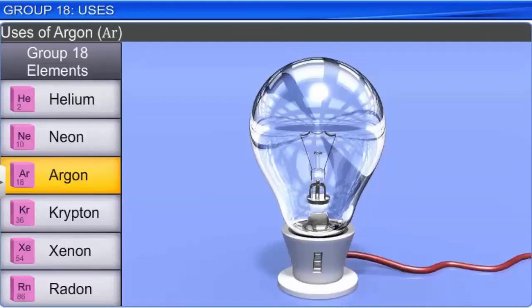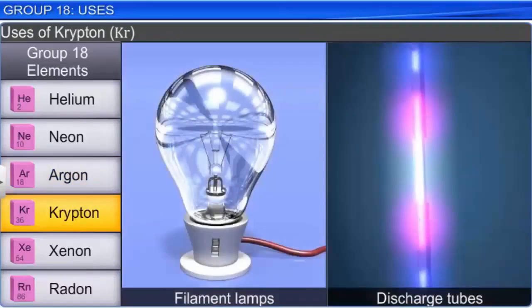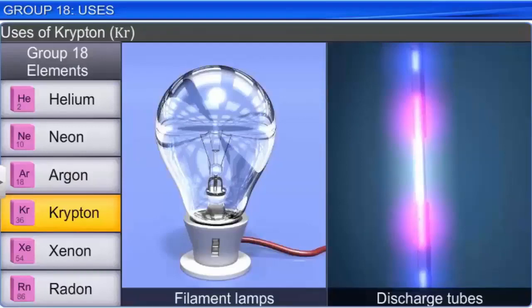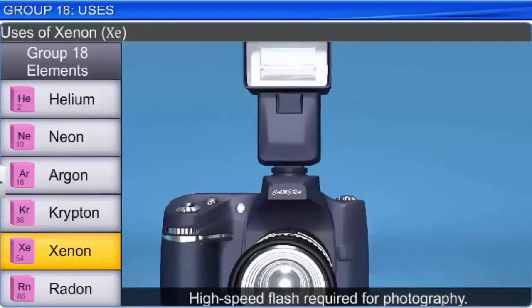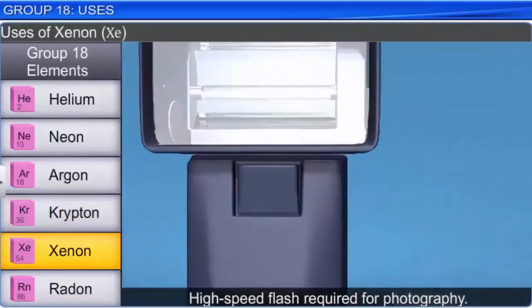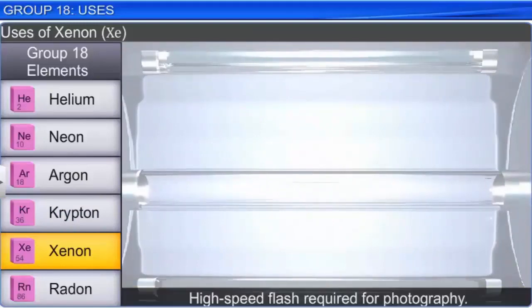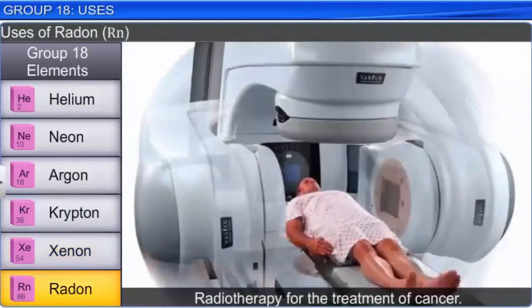Krypton is used in filament lamps and discharge tubes, while xenon is used in discharge tubes to produce the high-speed flash required for photography. Radon finds use in radiotherapy for the treatment of cancer.